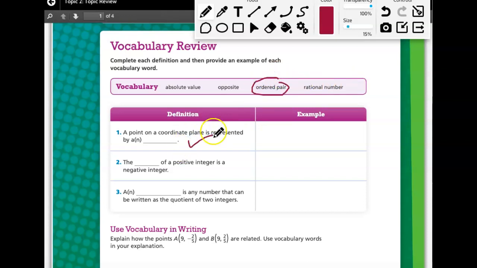Number 2, the blank of a positive integer is a negative integer. Mansi? The opposite. The opposite is correct.